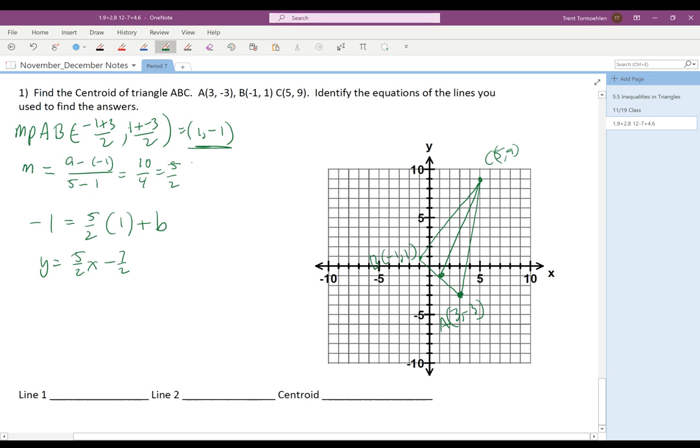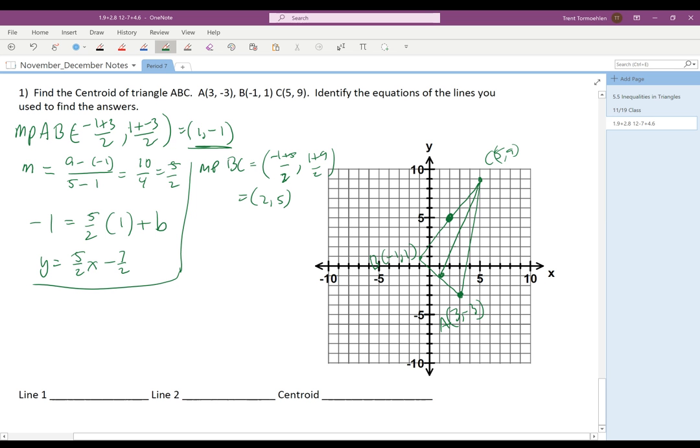And then you just do that again. We'll take the midpoint. It doesn't matter which one we choose here. To me, it looks like BC will be a good one to do. So we'll do the midpoint of BC. That's going to be (-1 plus 5) over 2, and then (1 plus 9) over 2, which gives you (2, 5). And so 2 over, 5 up, there's your midpoint right there.